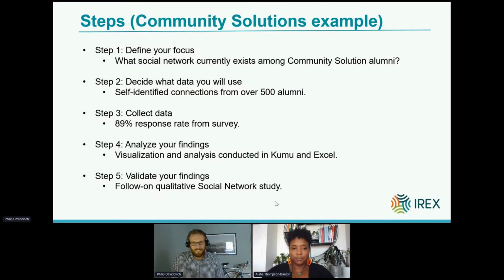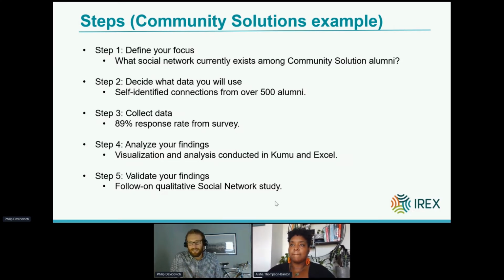Step 2 is deciding what data you'll collect. In that case, we decided on self-identified connections from over 500 alumni in essentially a survey, where people could identify who they're connected with most, and the relationships and information they share between each alumni or each resource partner. Step number 3 is we collected data: we launched the survey, monitored and followed up with folks, and we were able to get a really robust 89% response rate of the total population. So it was really informative to conduct a rigorous type of analysis.